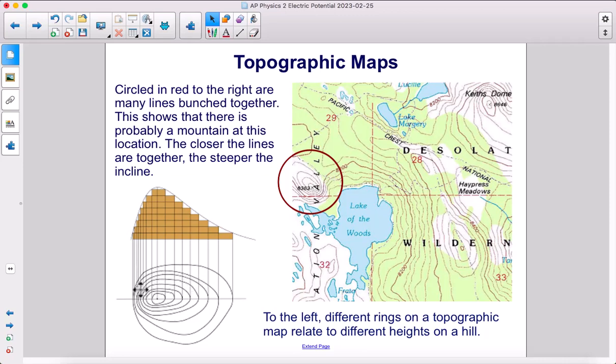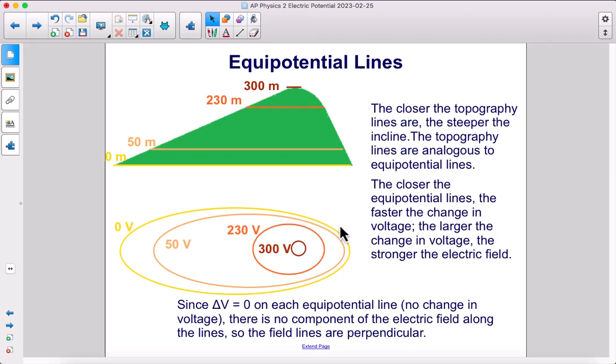So for example, if this is what the topographic map looks like, this is represented by a hill that looks like this. So you can see the denser the lines, the steeper, because each line represents the same height change. The closer the topography lines are, the steeper the incline.